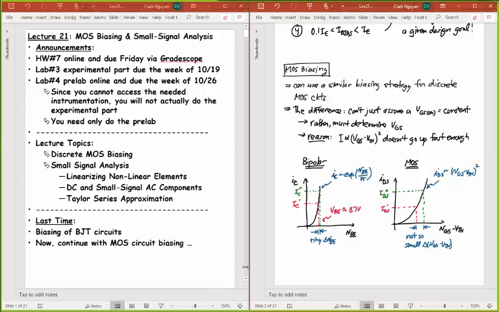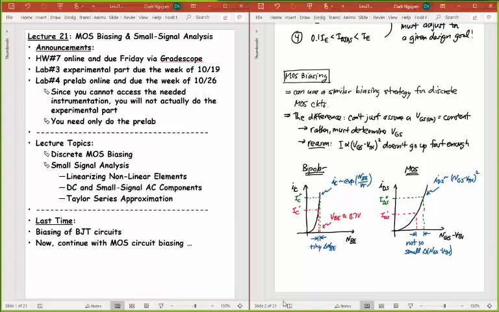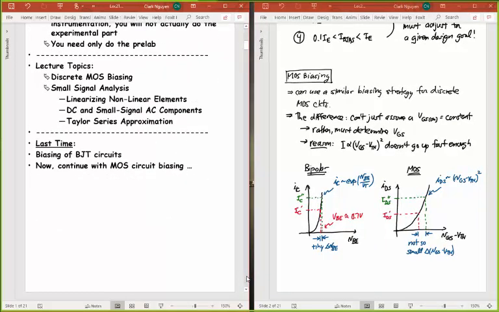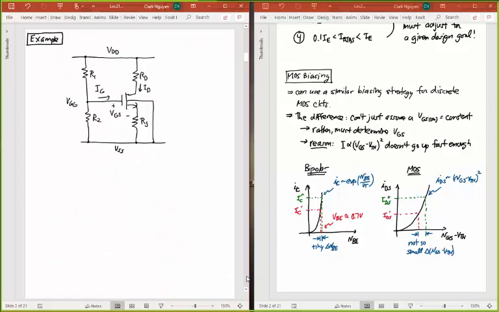And so with that as a backdrop, let's go ahead and do an example. And this is what I haven't done in the past, an example. But let's do an example this time to let you see what you need to do for MOS analysis. And so I'm going to take a circuit a lot like the circuit that we had for bipolar.